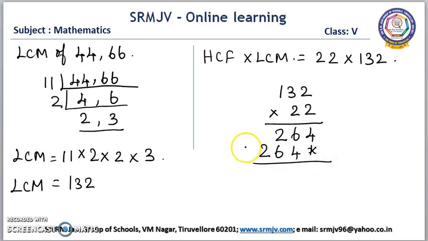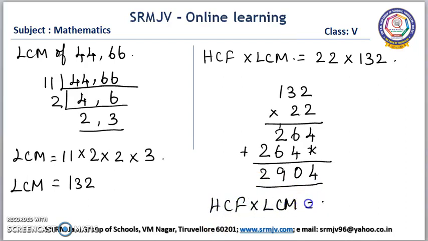Now we are going to add the numbers. 4, 6 plus 4, 10, 0 here, 1 carry over, 1 plus 2, 3, 3 plus 6, 9, here 2. So the product of HCF and LCM is equal to 2904.